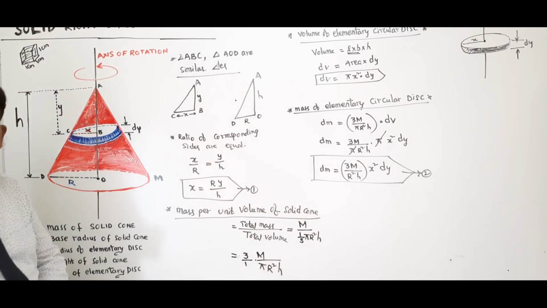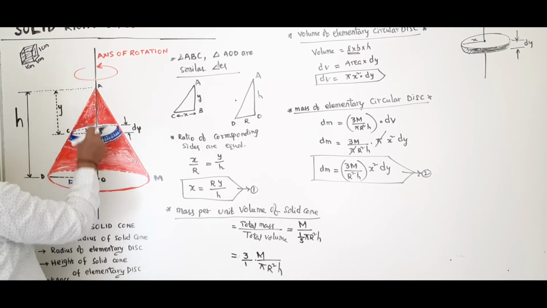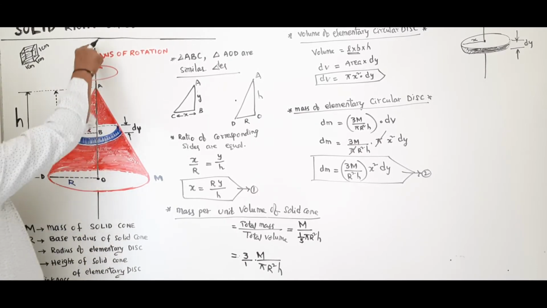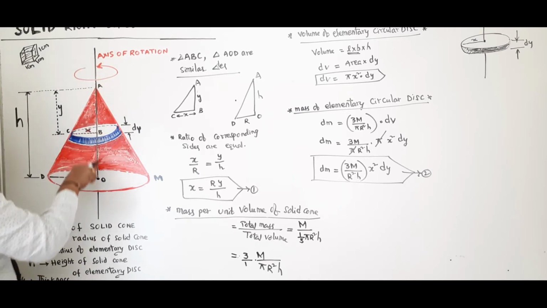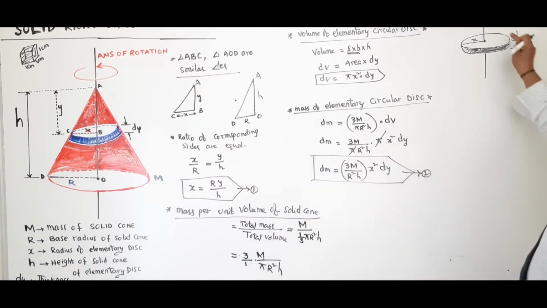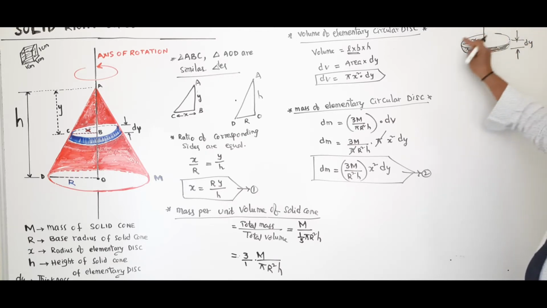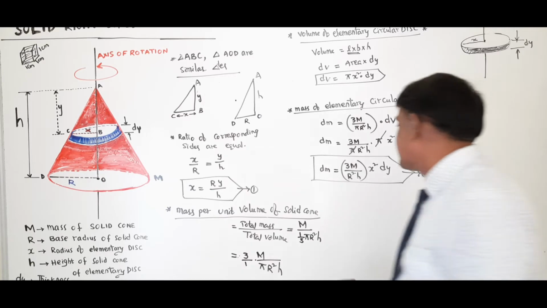Now I will find the moment of inertia. This is the elementary circular disk which is rotating about an axis. The axis is passing through the center. The plane of the disk is perpendicular to the axis of rotation. Now it is the circular disk, and this is the axis of rotation. The axis is passing through the center of the circular disk and the plane of the disk is perpendicular to the axis of rotation.